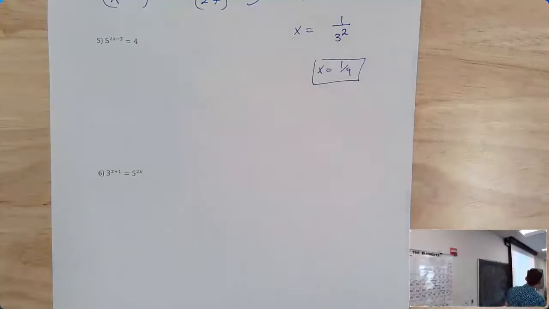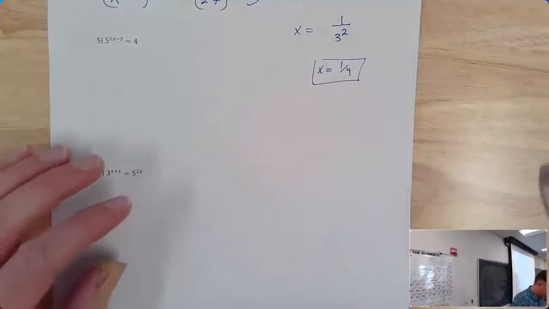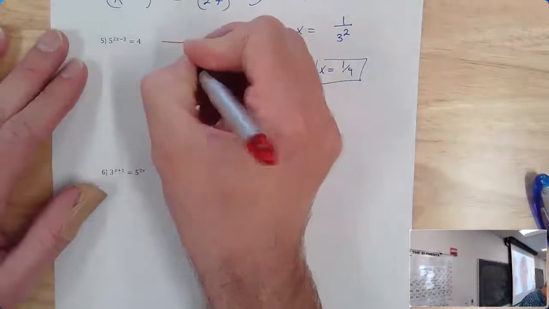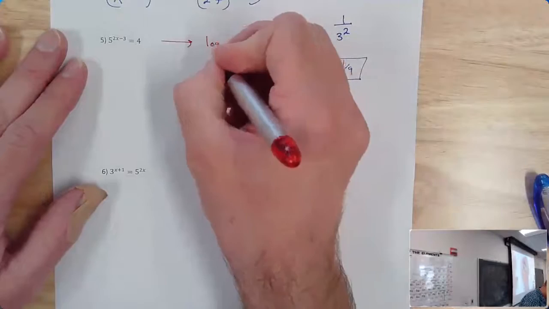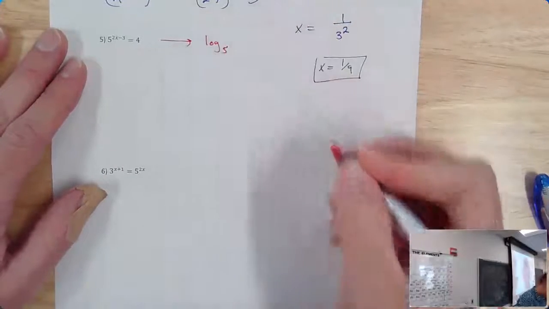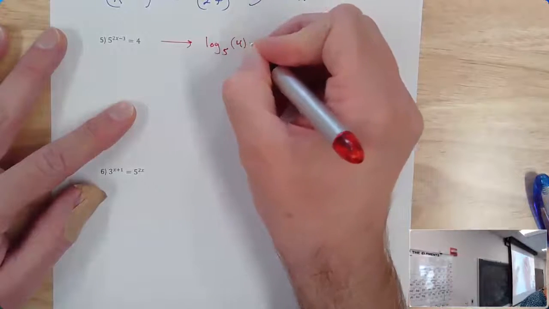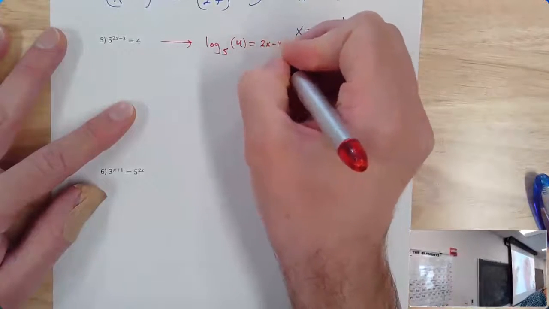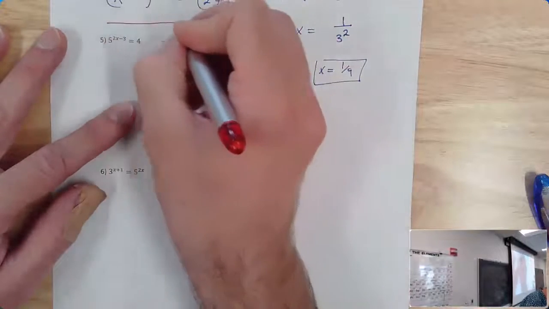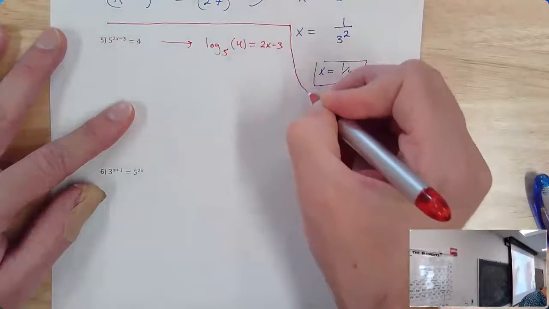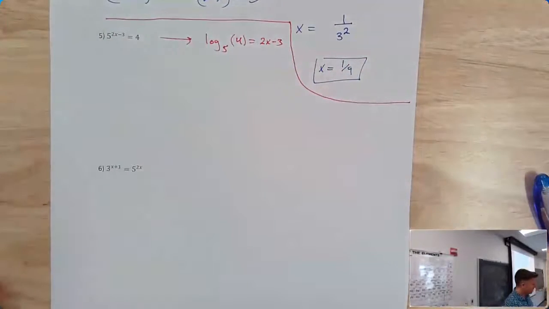So I've got 5 to the 2x minus 3 equals 4. And I will certainly agree that you could use a log base 5 here, right? I could totally rewrite this as log base 5 of 4 equals 2x minus 3. That would be a completely valid way of approaching this problem. And then you can solve for x, right? In fact, let's do it. We're going to do it both ways.